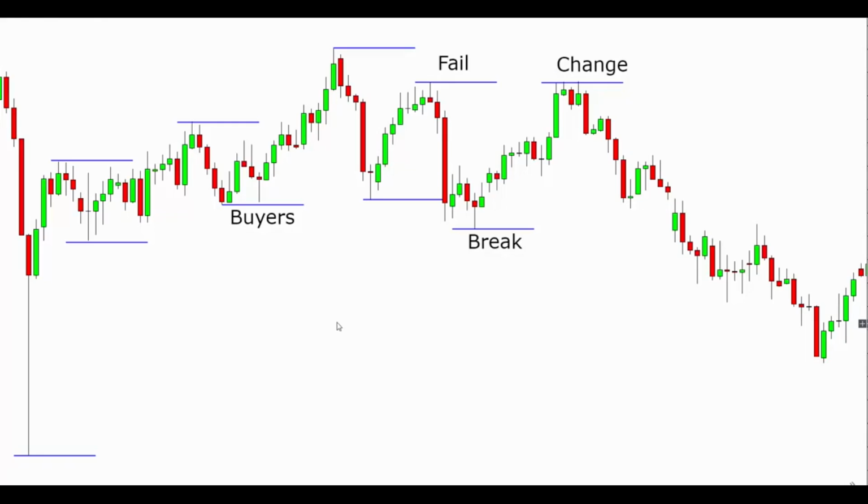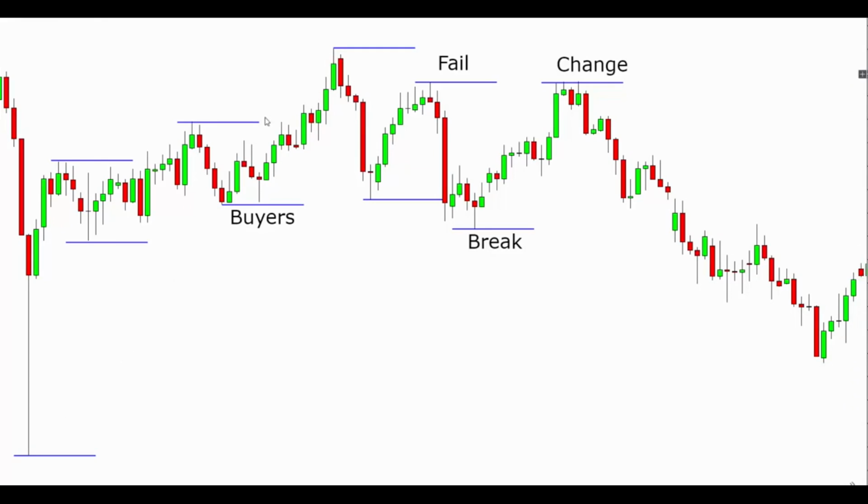Beginning from the far left of the chart, we can see that buyers produced a series of higher highs and higher lows. And for those of you that follow this channel, you already know that this is how we classify an uptrend pattern. However, we also know that trends can't last forever, so eventually buyers start to run out of energy. While buyers are spending their energy to the upside, sellers are accumulating their energy.